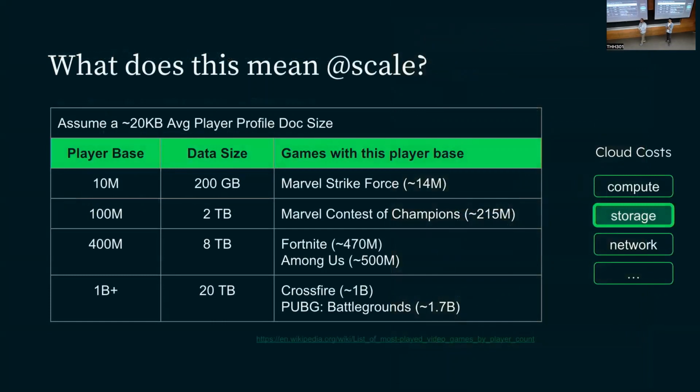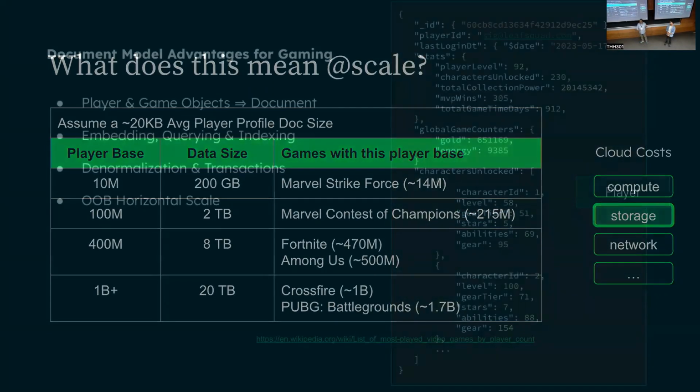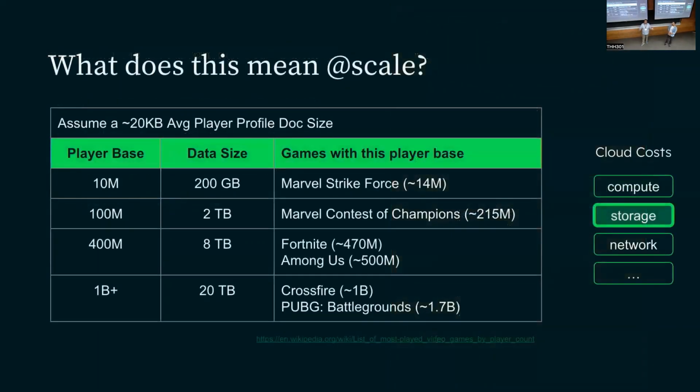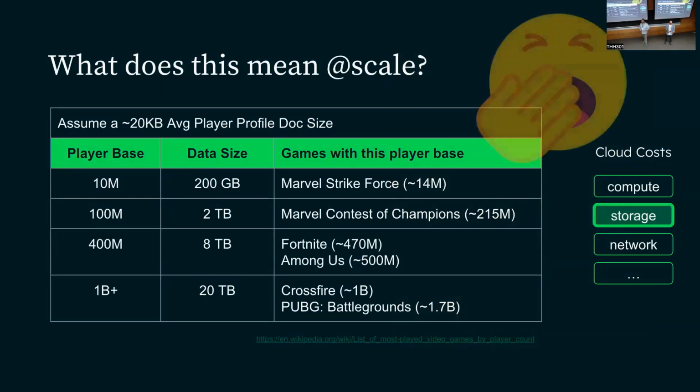So, okay, now let's talk about what it really means to be at scale, right? That document that we saw before, let's imagine it's a much bigger document, and maybe your player profile document is about 20 kilobytes, right? What does it mean if you have 10 million, 100 million, 400 million, maybe a billion players like PUBG? PUBG by now probably has 2 billion players. What does it actually mean? Well, it means 200 gigabytes, 2 terabytes, all the way to maybe 20 terabytes. That's a good size, but that's just data at rest, right? It's not that exciting, and it's also not that expensive.